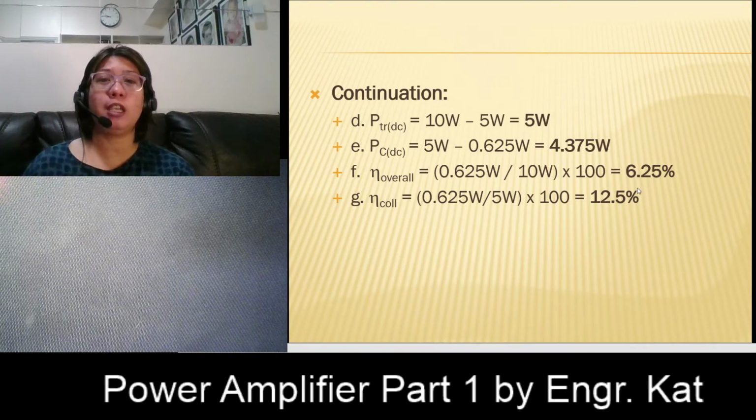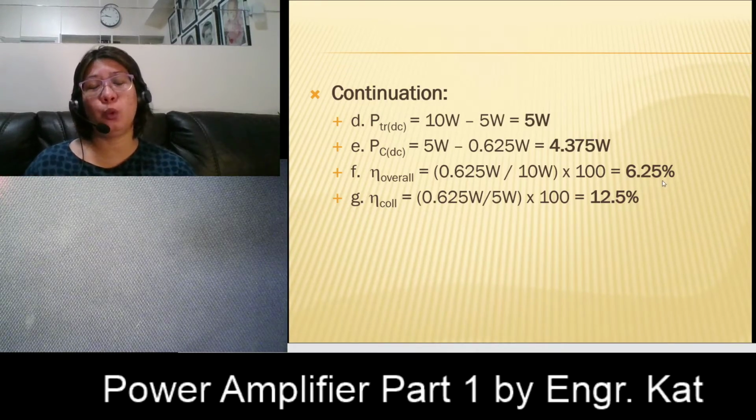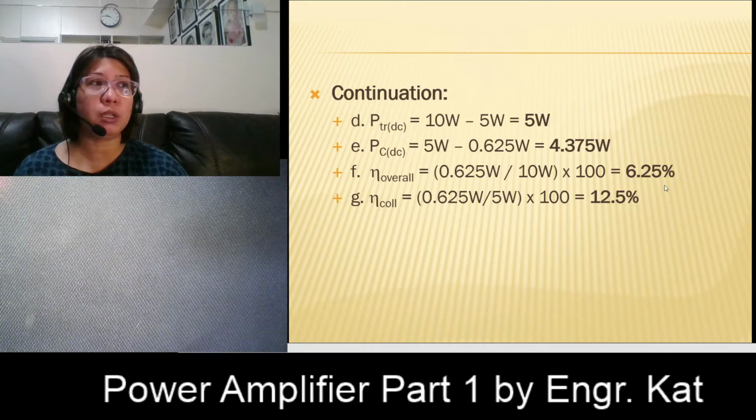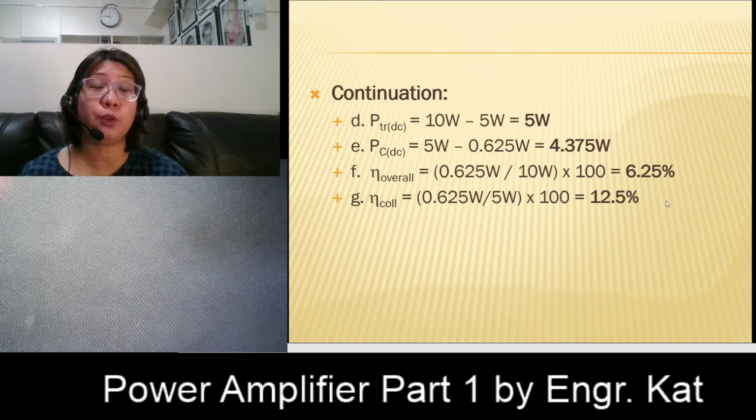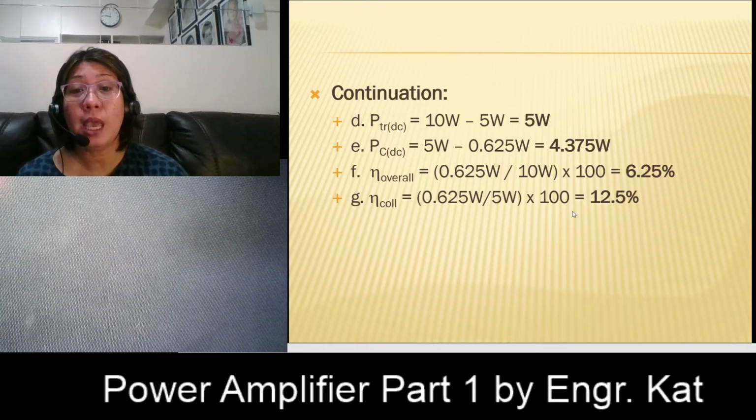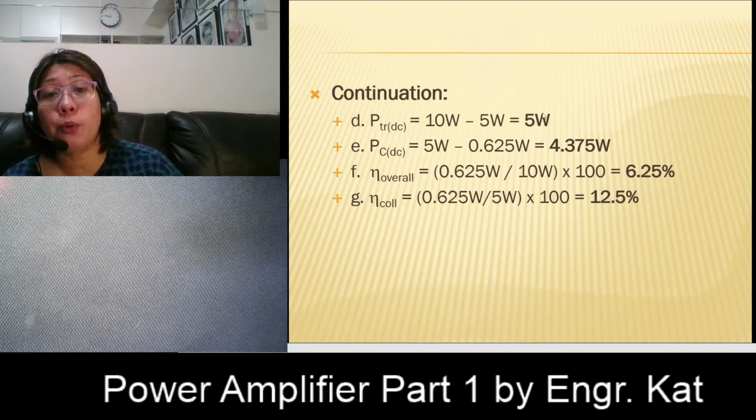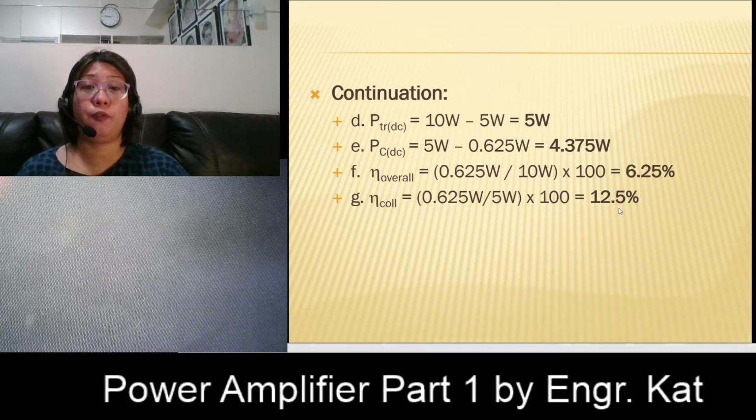Why? Because it is below 25%. If you have a value that is higher than 25%, you really have to repeat your computation because for a Class A amplifier, the maximum is 25%. Okay, so this is 12.5. The maximum for collector efficiency is 50%. Why? Because in the denominator, we will just be using the power that was delivered to the transistor already. So this is just divided by 5, and this will give you 12.5%.